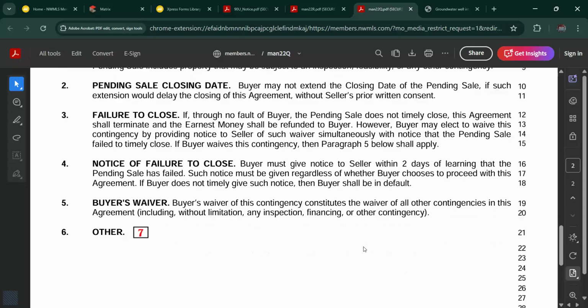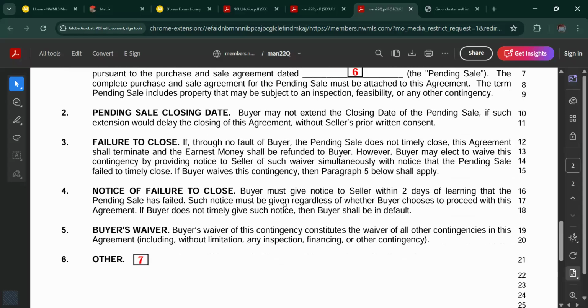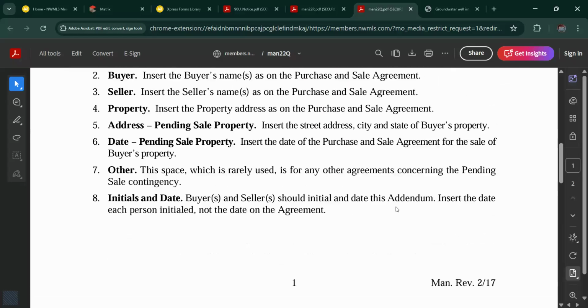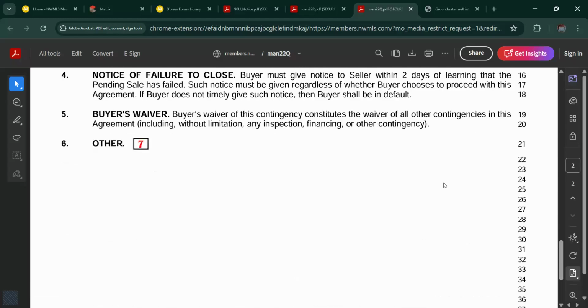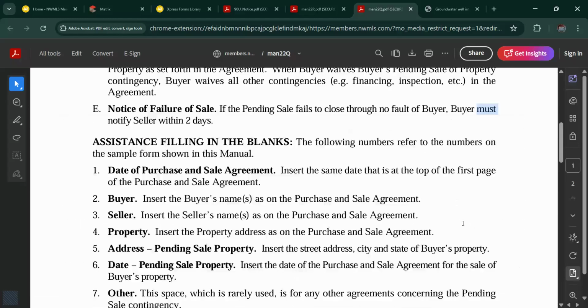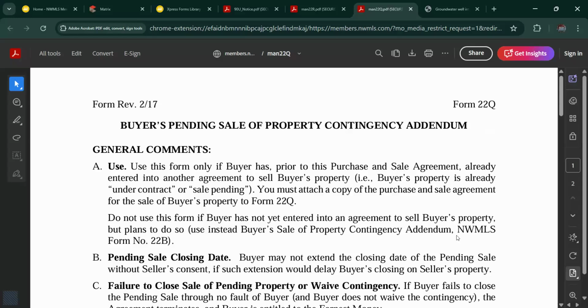All right, and then of course you've got another box, number 7. Spaces, which is rarely used, where you can put in some other things concerning the pending sale contingency. That one's rare and definitely wouldn't get used a lot. Any last questions before we jump to our next form?